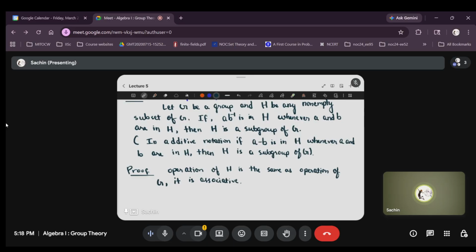To show that H is a group under the operation of G, we say that if AB inverse is in H for all A and B in H, then H is a subgroup, which means H is a group under the operation of G. So we have to show that if AB inverse is in H whenever A and B are in H, then the identity element is in H. We have to show that H is non-empty, and we have to show that H is closed under the operation.